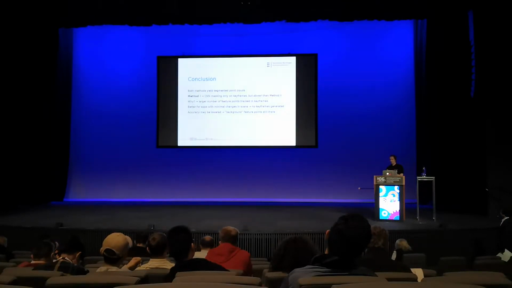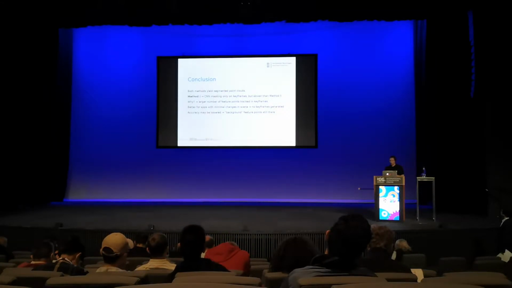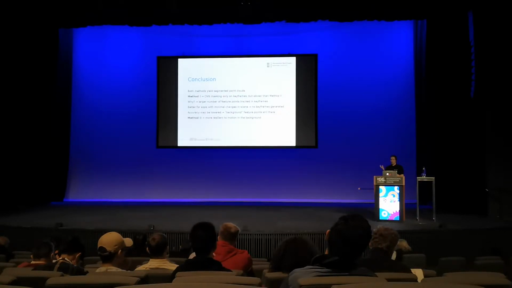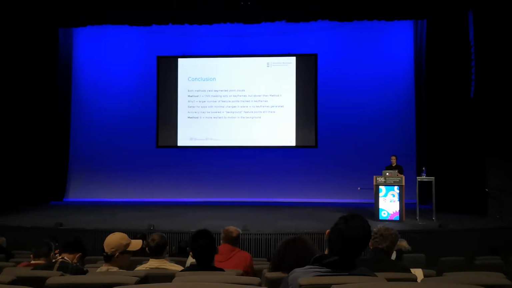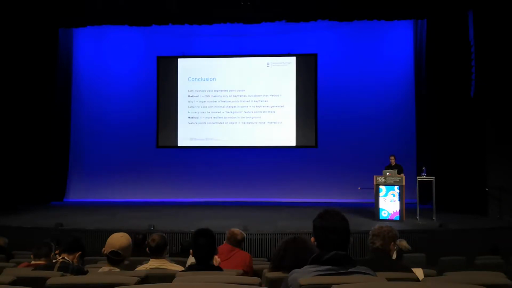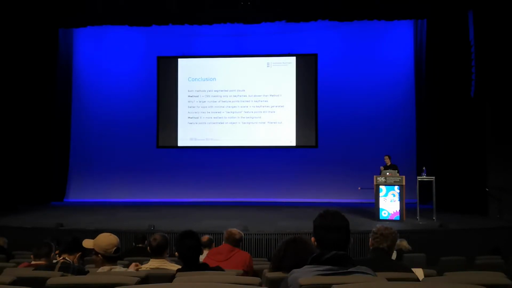The accuracy may be lower there, because you still have the background in there, and this might mess up your generated point clouds. In method 2, we basically cut out all the background there, so this should be more robust to any motion in the background or basically dynamic environment in the background. Yeah, basically all the feature points are concentrated on this one object, and basically everything else is filtered out, so the background noise.